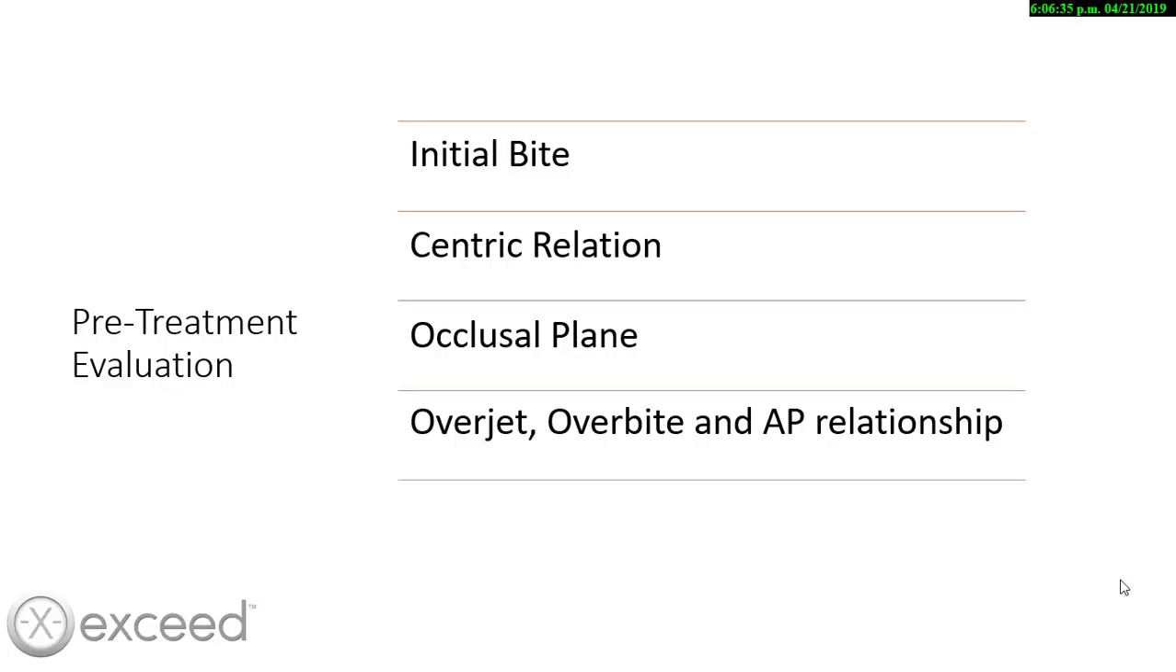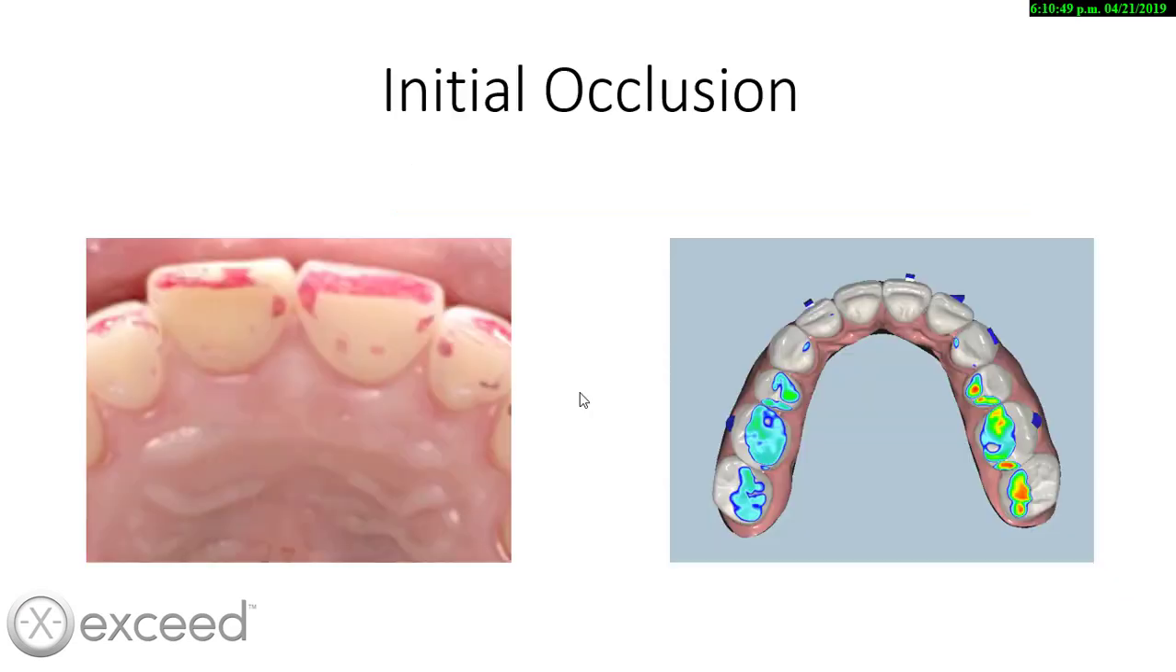When we first open the case, the first step that we are going to follow is to check the initial occlusion. So we need to make sure that this is accurate according to our patient. So we check that initial bite. If we want that case to be mounted in centric relation, that is something else that we are going to verify. Also the occlusal plane, and to make sure the overjet, overbite and AP relation is exact.